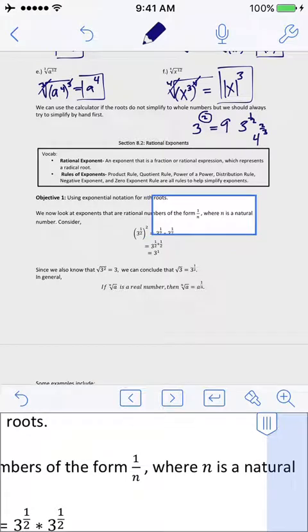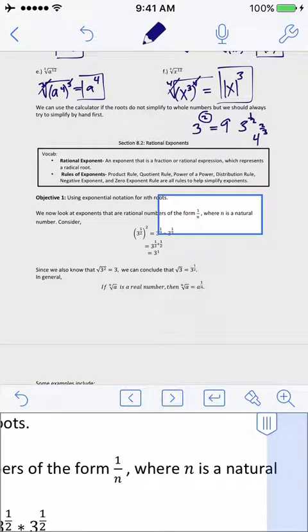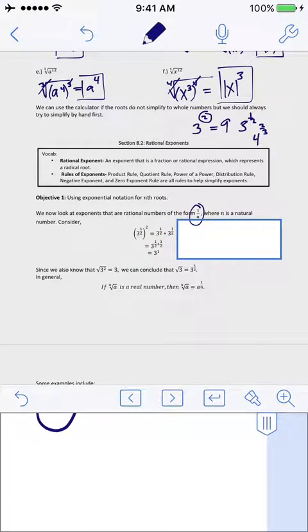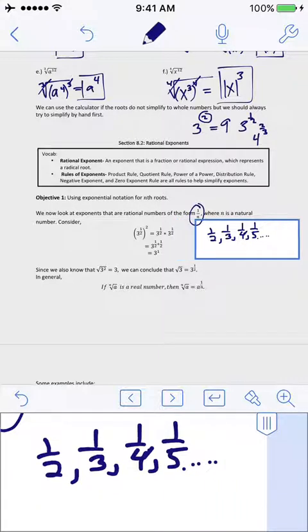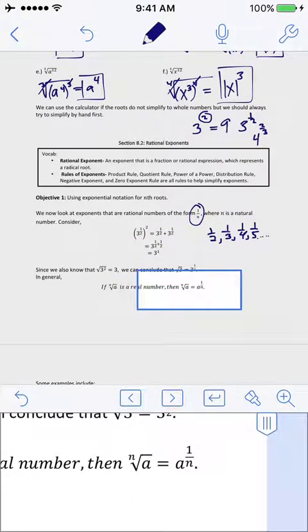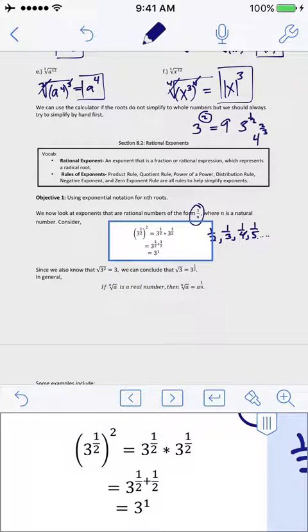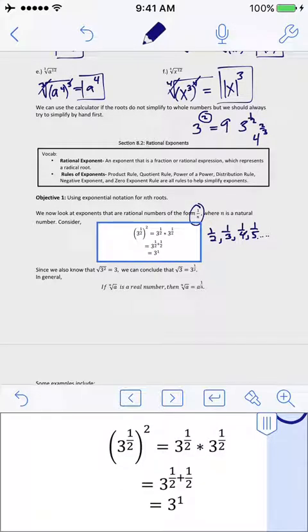So let's consider forms of 1 over n, where n is going to be a natural number. We're going to look at things like 1/2, 1/3, 1/4, 1/5 first, so the numerator is equal to 1. Let's consider the comparison of these to radicals, because it's going to make a lot of sense when you compare them to each other. But first, let's take a look at this example.